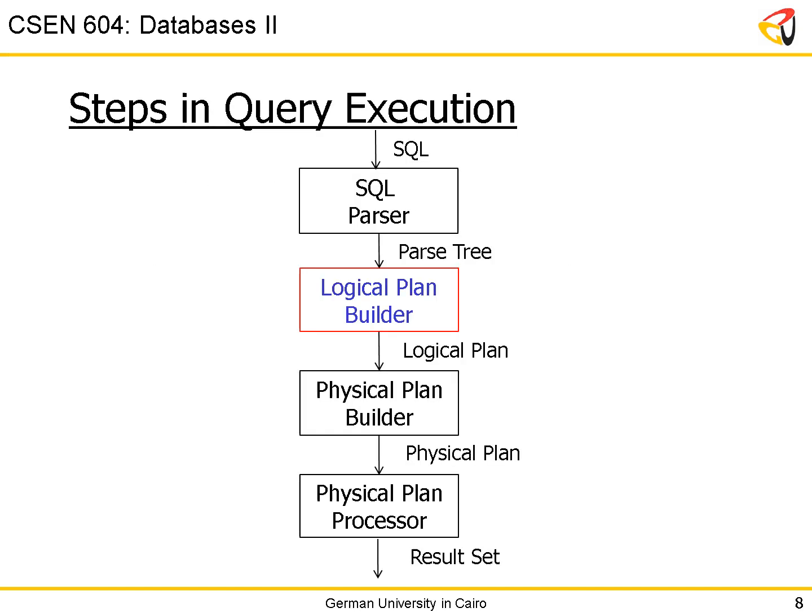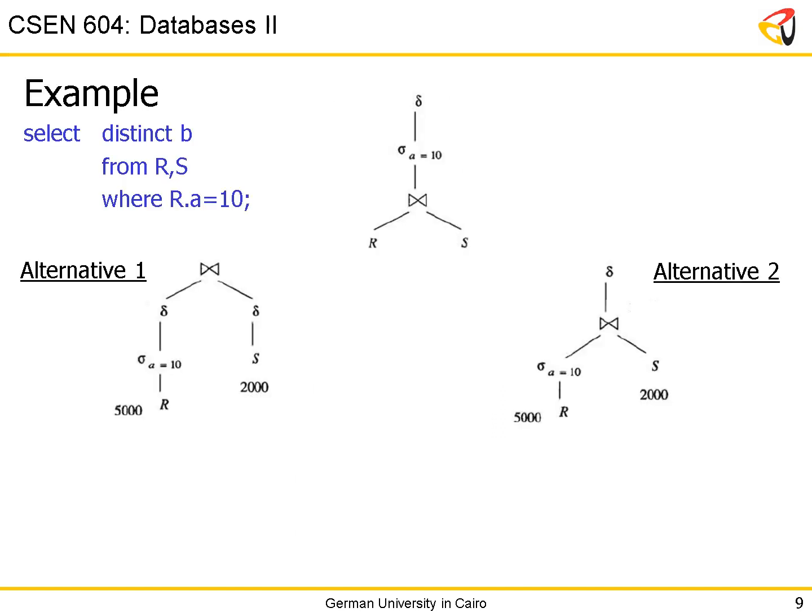So let's start with the logical plan builder. Again, the input here is a parse tree, and the output is a specific logical plan. Why am I saying a specific logical plan? Because even if you think of the simplest queries that you could ever write, something like this, select distinct p from r, s, where r dot a equal to 10. So here is, join r and s, select a equal to 10, and this is the distinct operator.